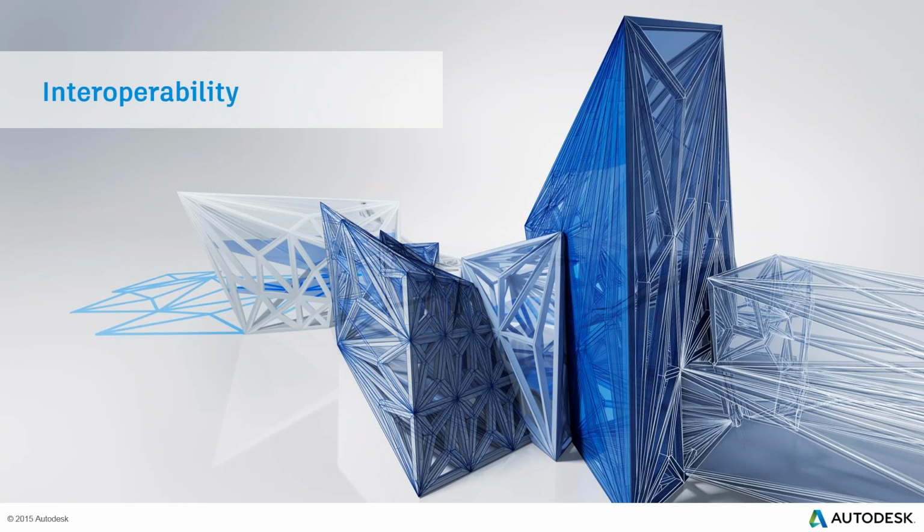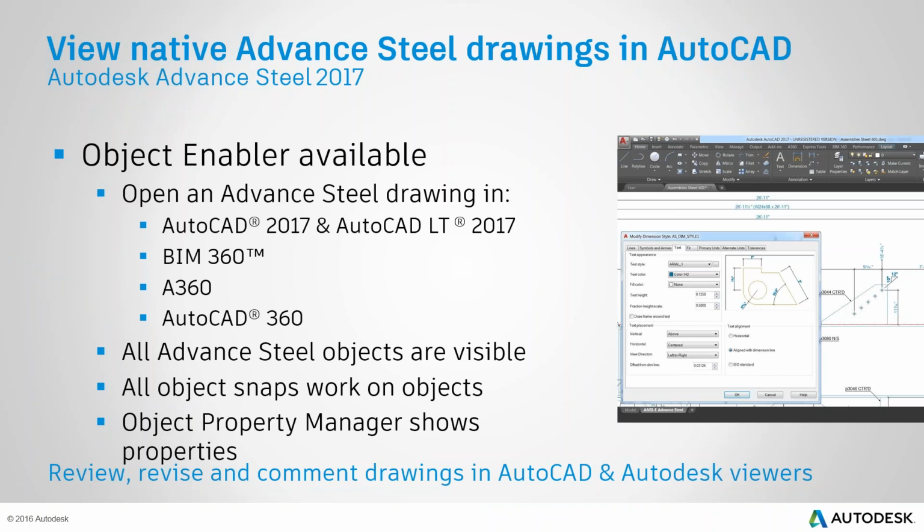Interoperability. This is one of my favorites, just because I deal with other products like Revit and Plant as well. I always like seeing where we can import and export from one package to another without losing any data. So for 2017, there is the object enabler that you will install with the software.